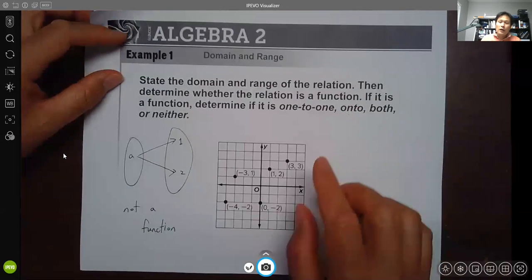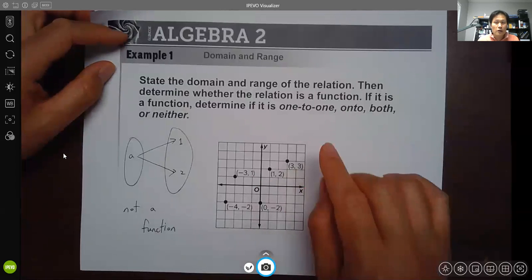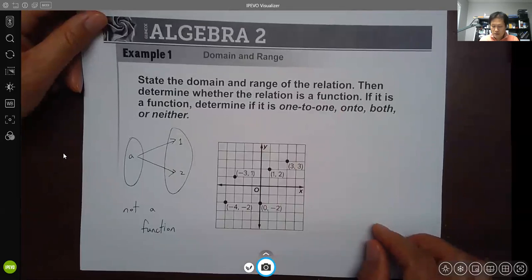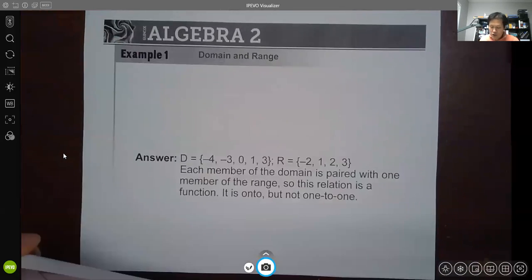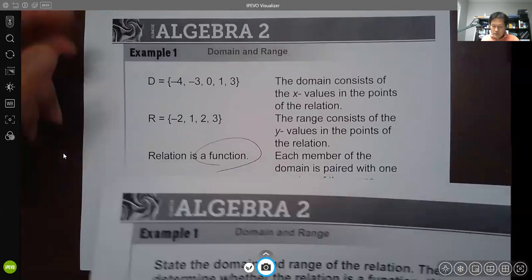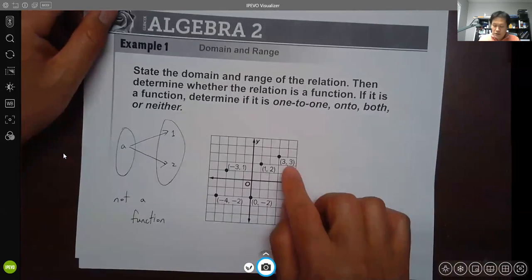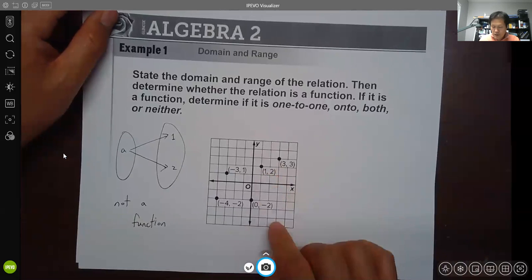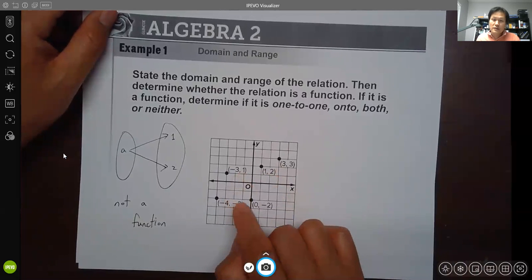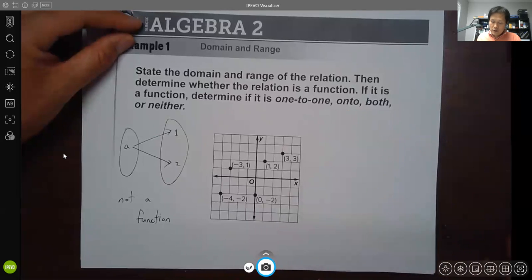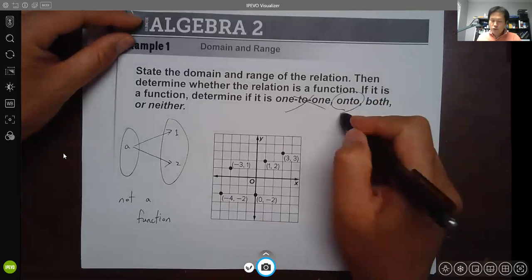Not one-to-one. What is onto? Onto means every element in the range has some connection with the input. Yes, every element in the range is connected to the domain. 3 is connected to this, 2 is connected to this. Every y value here has an x value connected. Onto, yes. Not one-to-one, onto, yes.